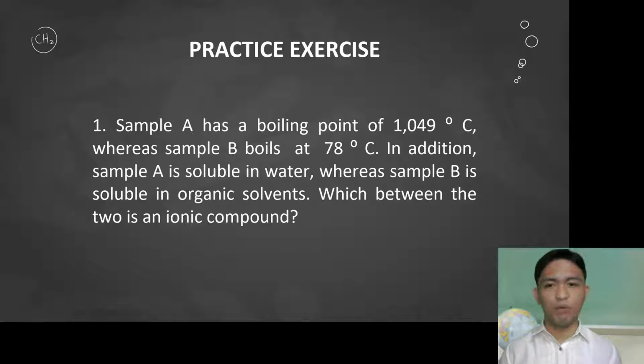Okay, so in this problem, we will have to take into consideration the different properties that we have discussed a while ago. So palagay nyo, yung sample A, ang taas ng boiling point. Sample B, mababa. Sample A, soluble in water. Sample B, soluble in organic solvents such as alcohol, benzene, and the likes. So ano kaya dito ang ionic compound? So examining these properties, it tells us that the ionic compound here is probably sample A because of its high boiling point and its solubility with water.